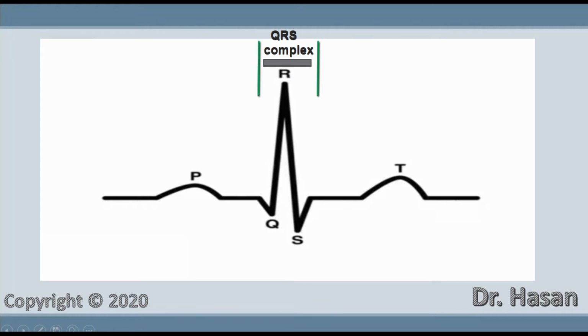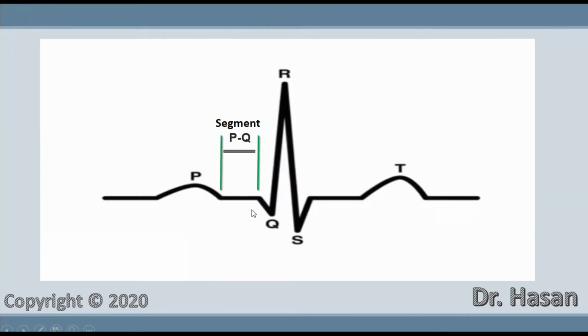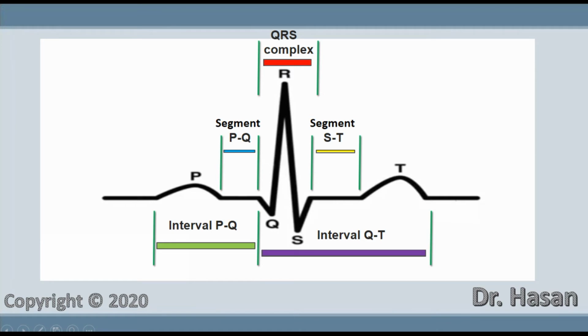Besides all that, in the ECG, there are also segments. A segment is a section of the isoline between the waves. There are two main segments. The PQ segment, it is the distance from the end of the P wave to the beginning of the Q wave. And the ST segment. The ST segment is the distance from the end of the S wave to the beginning of the T wave. Now let's consider in more detail each wave, interval and segment, what they consist of and how they are formed.